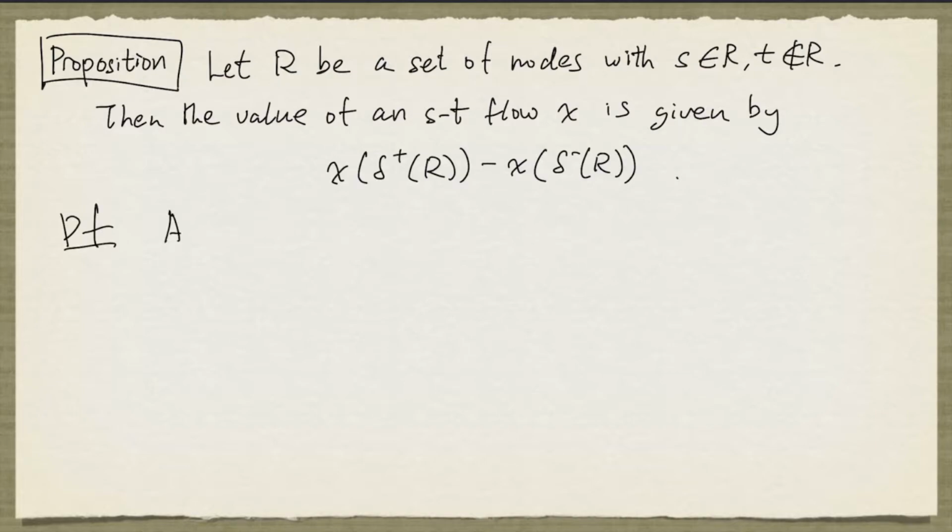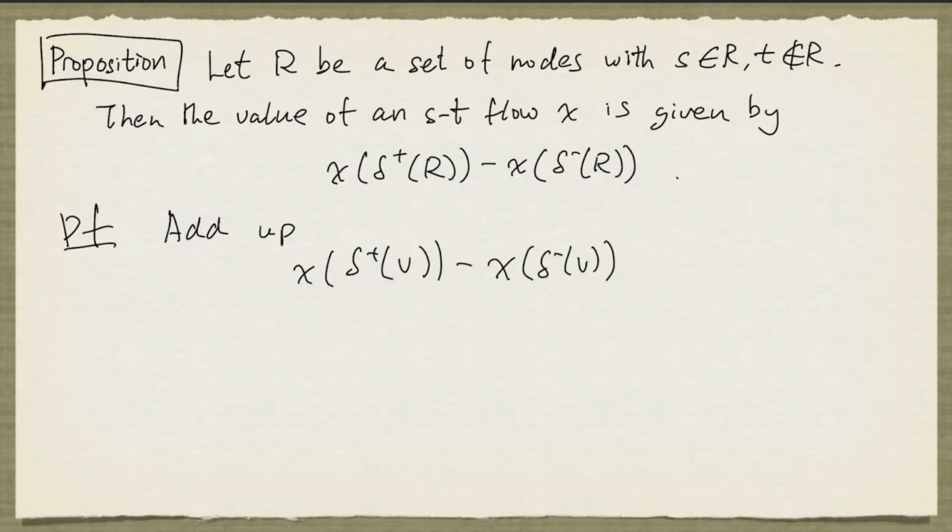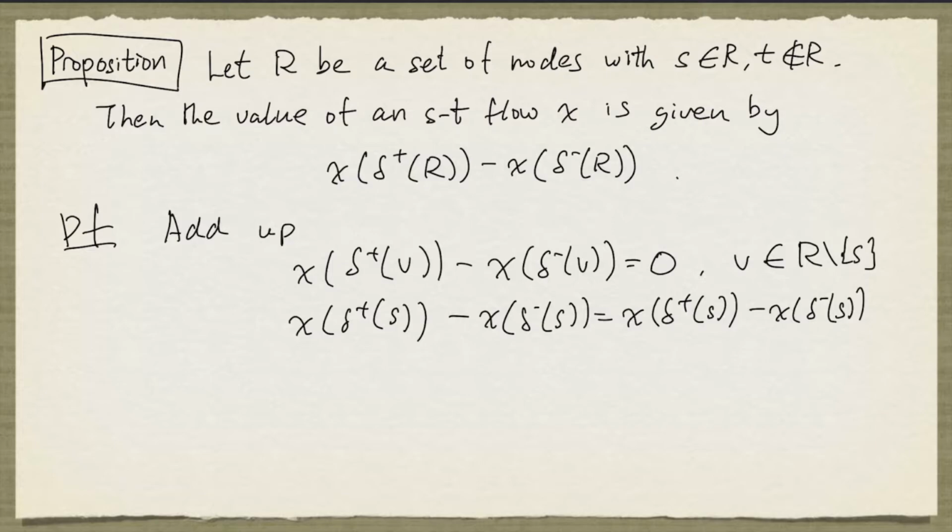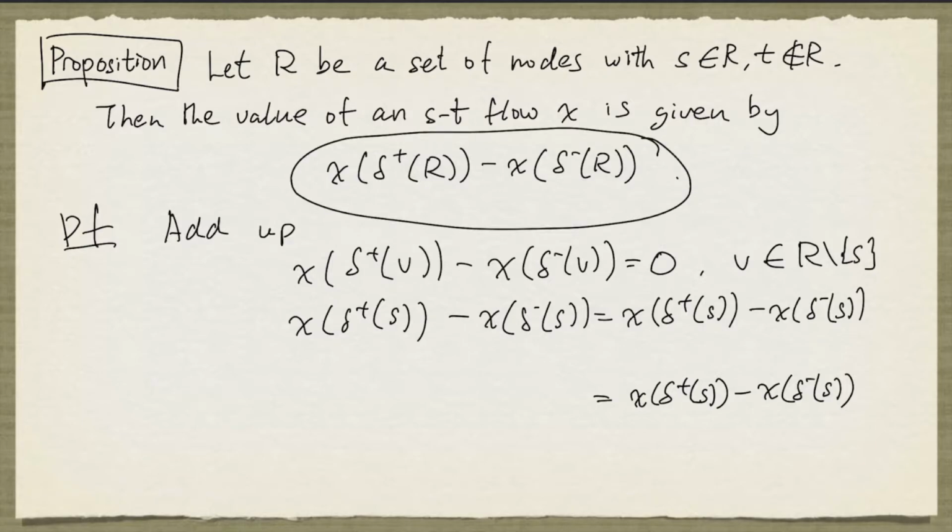What we're going to do is we add up the following. So for each node in R that is not S, we take its flow conservation constraint, which is precisely this. And for the node S, we take this identity. Basically, this identity says the value of the flow is equal to the value of the flow. Now, if we add up all these, the right-hand side will simply be the value of the flow. And we hope that the left-hand side will be precisely this.